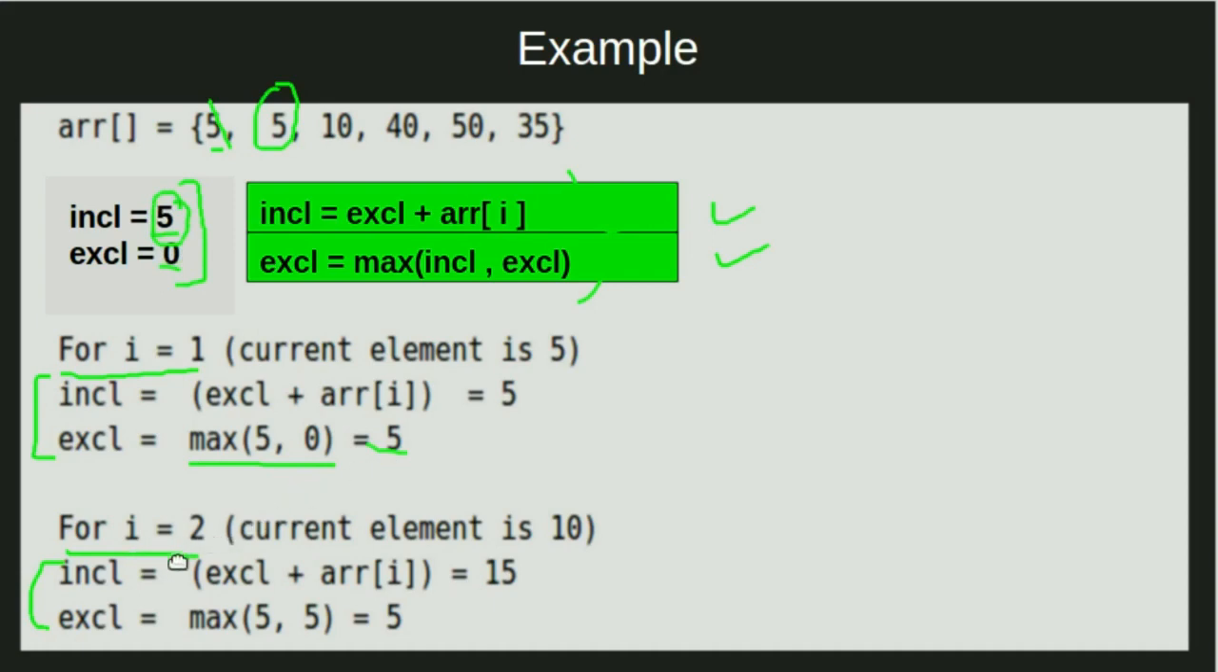Now we will move to the next element of the array, that is 10. Now this is our current element. Include in this case will be exclude, that is 5, plus the current element, that is 10. Therefore, our sum would be 5 plus 10, that is equal to 15. And exclude in this case will be the maximum of include and exclude. Note that we will take the value which was in the previous step, not this step. So therefore, the maximum of 5 and 5 is 5.